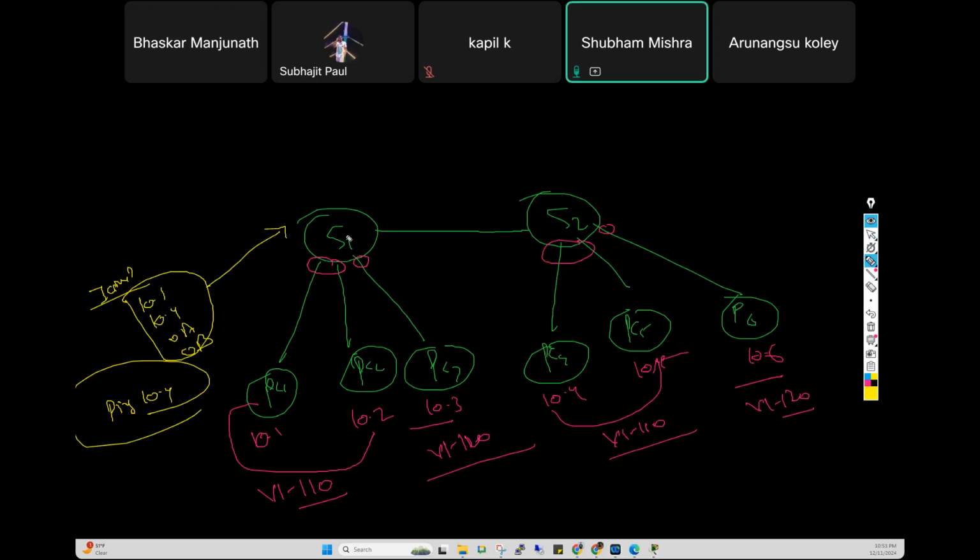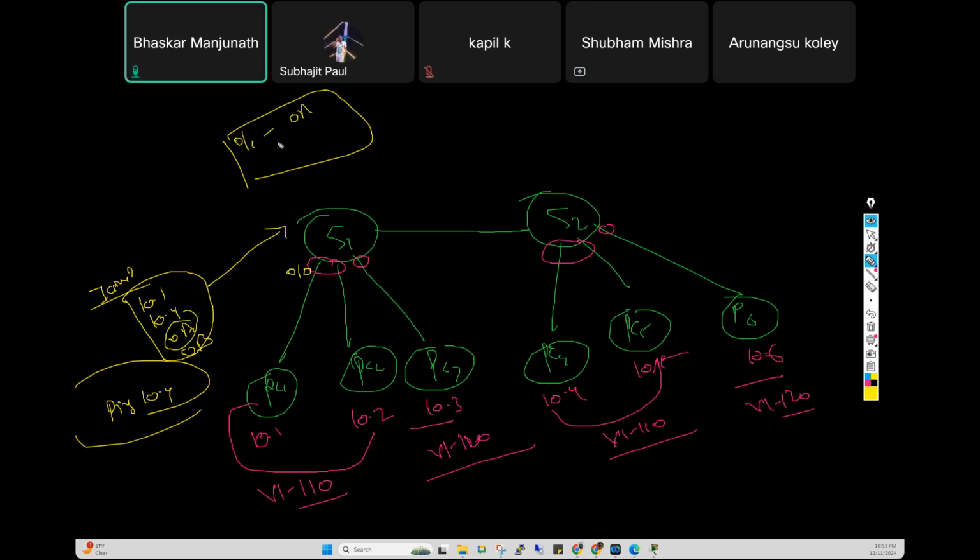What will the switch do? Switch first of all performs the learning task. Switch will learn on this interface: I am receiving the MAC address 0A. Now switch will check what is the destination MAC address. That is 0B. And switch checks in my MAC address table, is 0B present? Answer is no. In the MAC address table, 0B is not there.